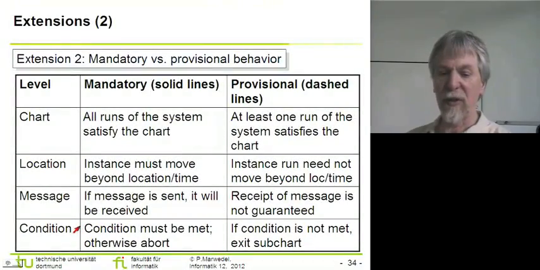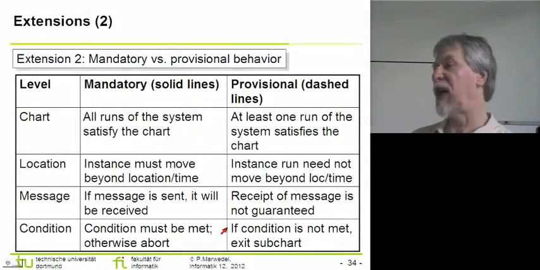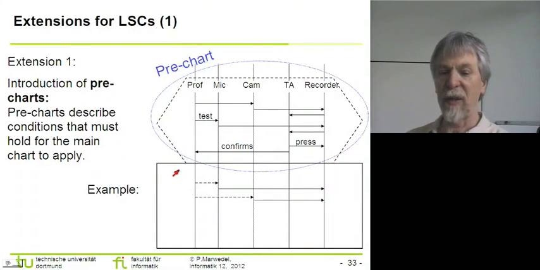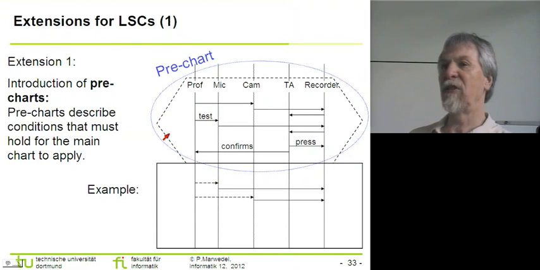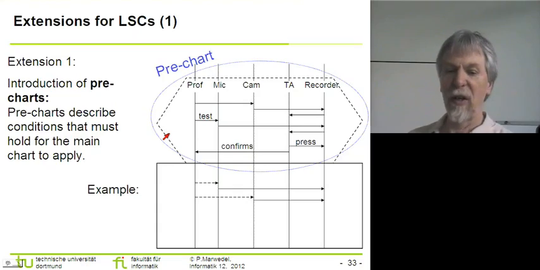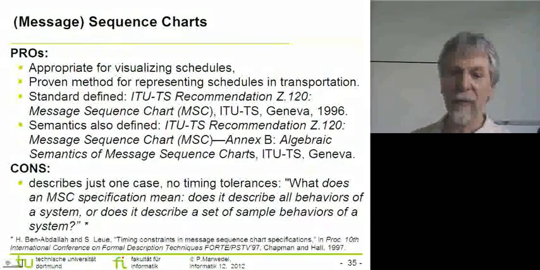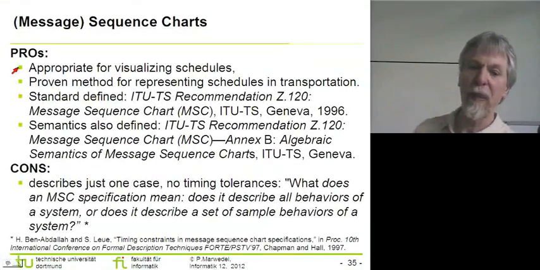And for the conditions, if we are using solid lines there, the condition must be met, otherwise we abort. In the other case, if the condition is not met, we exit the subchart. So that means in this case I have used dashed lines. That means if the condition is not met, we will exit that chart and work on something else. So these were some extensions that are very useful.